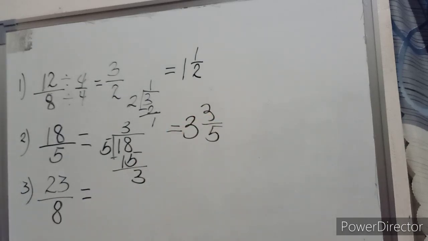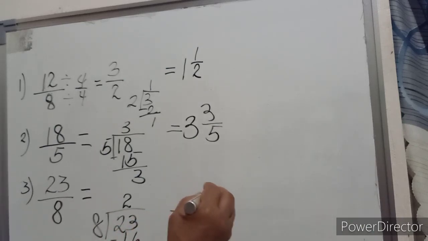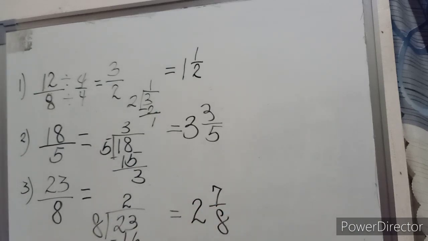While for 23 divided by 8, we divide 23 by 8. So 23 divided by 8 is equal to 2. 2 times 8 is equal to 16. If we subtract, that will give you 7. So the final answer is equal to 2 and 7/8.